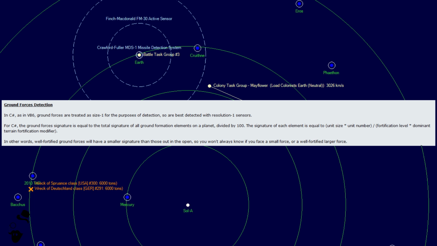However, for C#, the ground force's signature is equal to the total signature of all ground formation elements on a planet divided by 100. The signature of each element is equal to unit size times unit number divided by fortification level times dominant terrain fortification modifier. In other words, well-fortified ground forces will have a smaller signature than those out in the open. So you won't always know if you face a smaller force or a very well-fortified larger force.